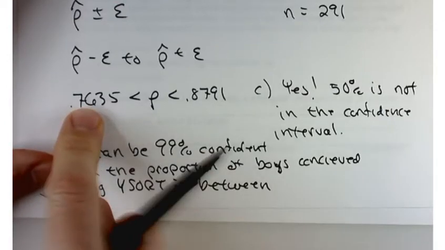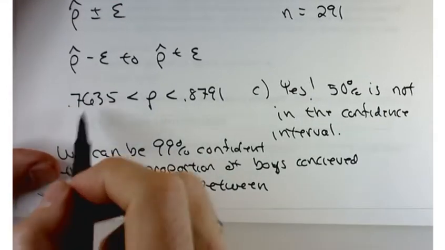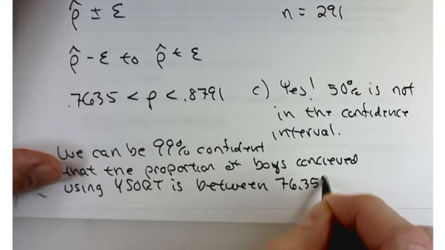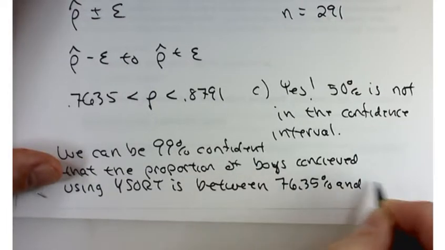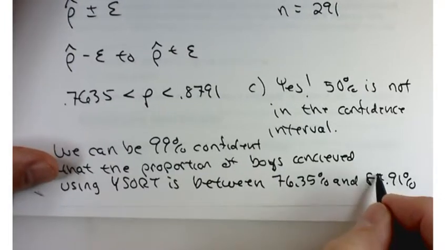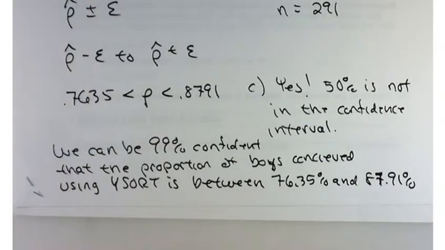and here we'll list our proportions, not probabilities, 76.35% and 87.91%. So it's somewhere in there. We don't know where. We're pretty confident that it's going to be in here.